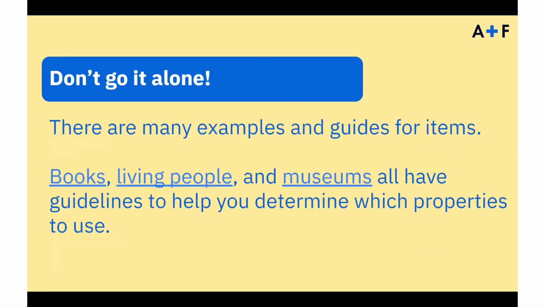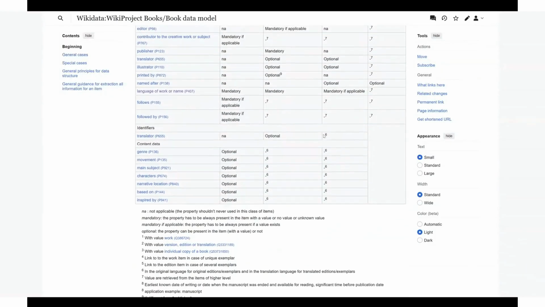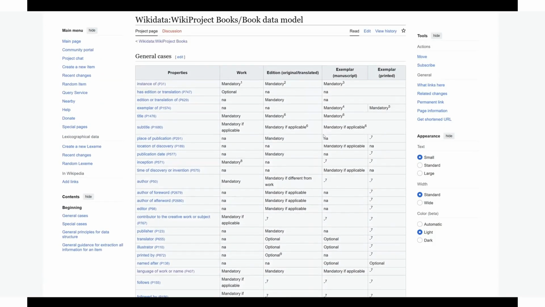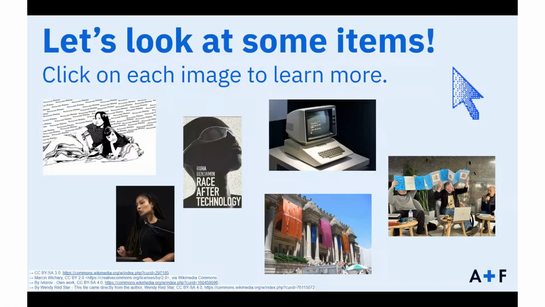You don't have to go it alone. Find another Wikidata item to use as an example, and there are many examples and guides that can also be helpful when figuring out which properties to use for which type of item. Items like books, living people, and museums all have specific guides and advice for how to create and edit them. Time to look at some examples. Click on the images and explore these items.